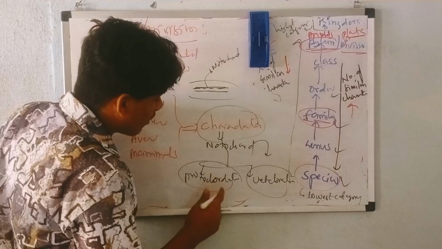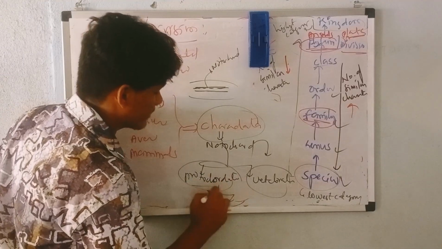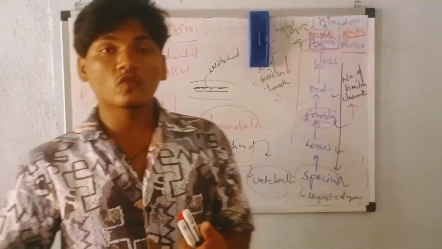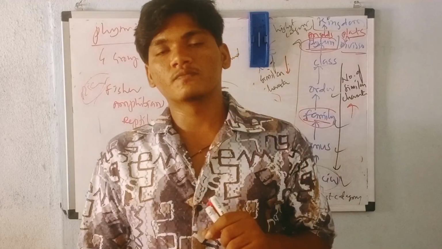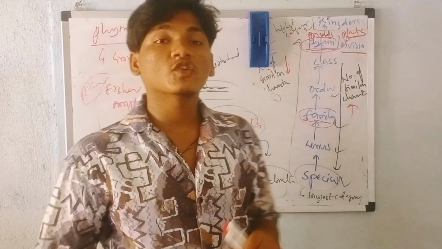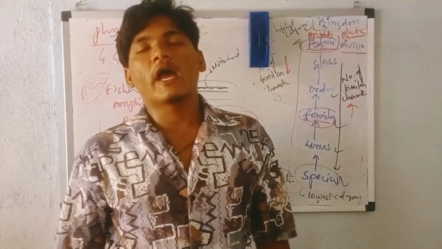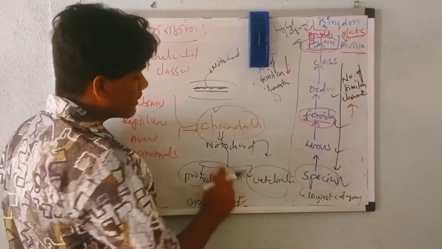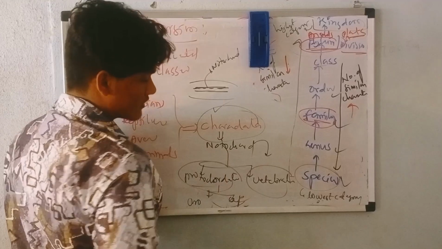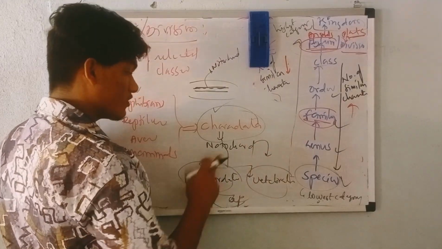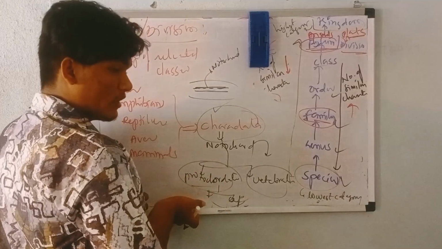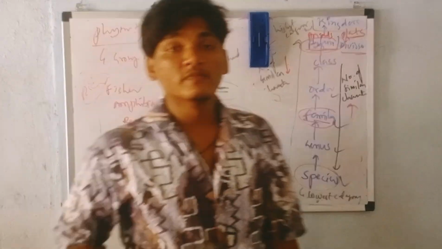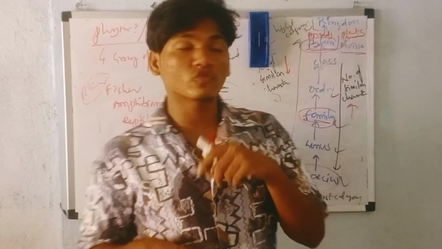Again, protochordates are of two types: urochordates and cephalochordates. Urochordates are also called tunicata, while cephalochordates are called lanceolata. Everything we can discuss in the animal kingdom lesson. Just remember that notochord-having organisms are called chordates, and they are of two types: protochordates and vertebrates. In vertebrates there is a vertebral column; in protochordates the notochord is present. The presence of a notochord and a post-anal tail are the characters of the chordates, right?